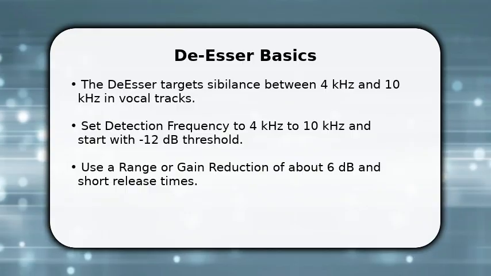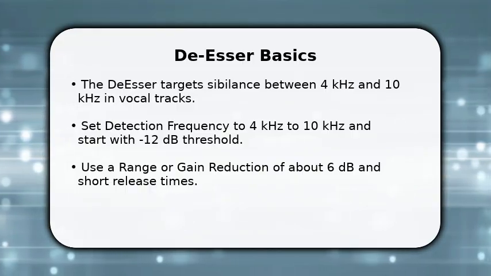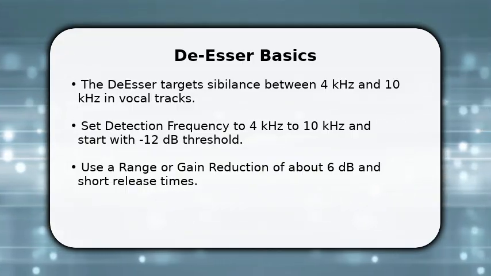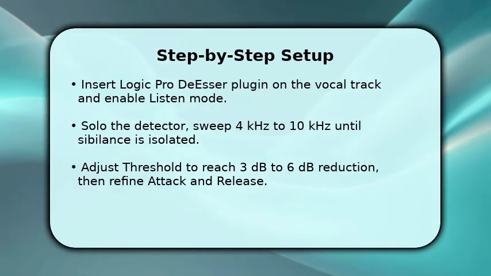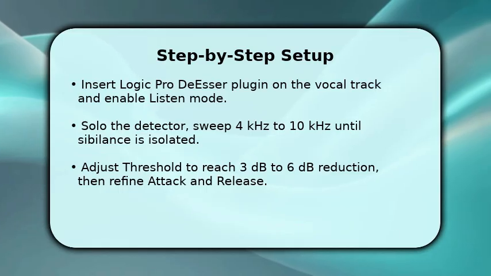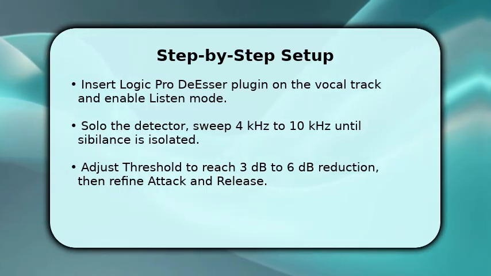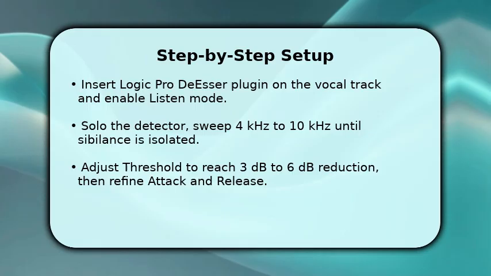Open your vocal project and insert the de esser plugin on the channel strip. Enable the listen or solo detector function to hear only the detected band. Solo the detector while you sweep between 4 kHz and 10 kHz to isolate sibilant content.